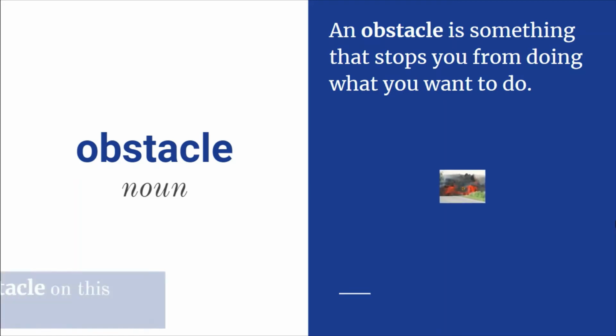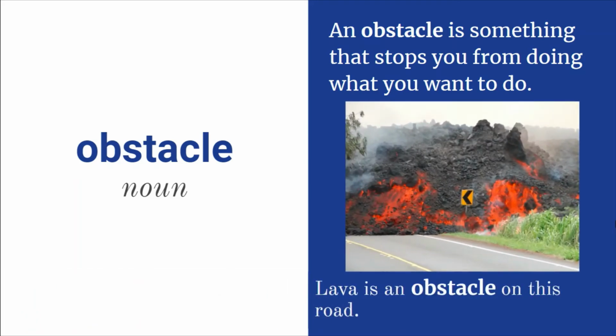My illustration here has some lava. This is my sentence. Lava is an obstacle on this road. Because you don't want to get inside that thing. It will kill you. And I'm sure you have seen lava before. Actually, this week we have a lot of news about volcanoes in Iceland, right? So very relevant. Anyways, let's read the sentence. Lava is an obstacle on the road.